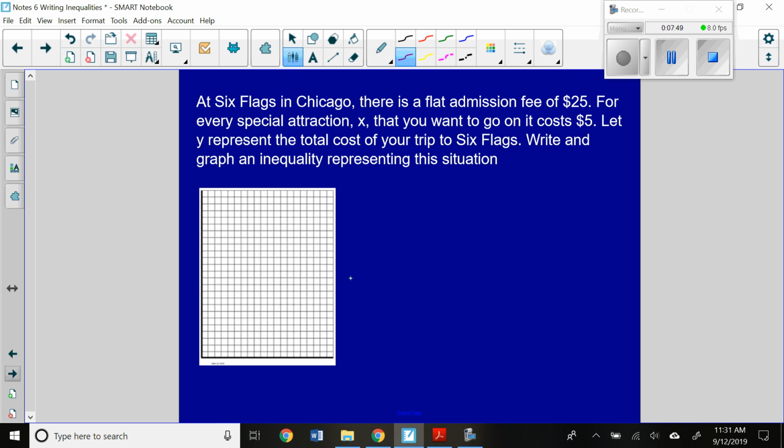So in this one, it's a little bit different because our Y is our total cost, and we want our budget, how much we spend, to be less than or equal to our total cost. This one we kind of fudge a little bit on inequality versus equation, but we want to get the practice with the inequalities. All right, so you're going to automatically pay $25 to go, and you're going to pay $5 per extra special attraction that you're going to see. So there is our inequality.